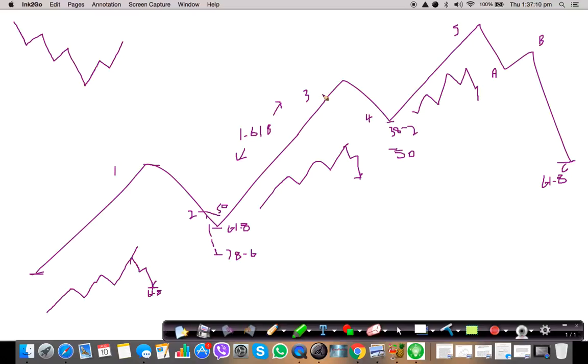The other thing is that one of the rules will state that this level 3, the second wave of the climb, is the longest wave out of these three, 1, 3, and 5. That's something else that I haven't found to be correct 100% of the time. So you're going to have to be dynamic in how you approach this.